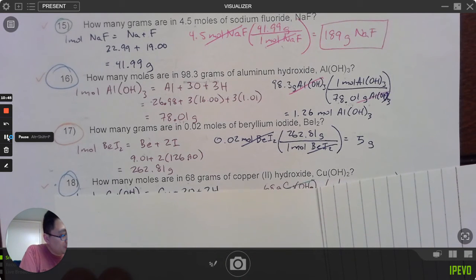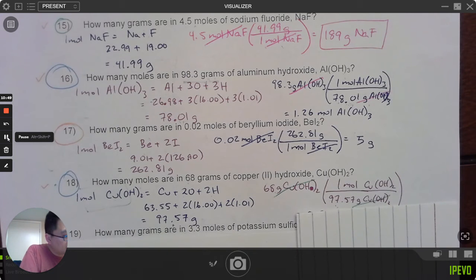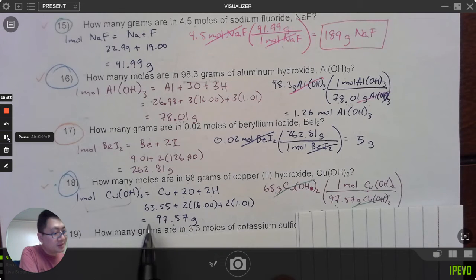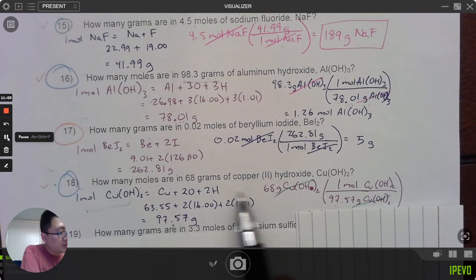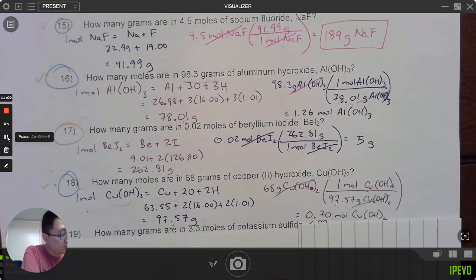Okay, next one, question number 18. It says, how many moles are in 68 grams of copper(II) hydroxide? I found the molar mass of copper(II) hydroxide is 97.57. So 68, my given, divided by the molar mass, 97.57, and I got 0.70, 2 sig figs.